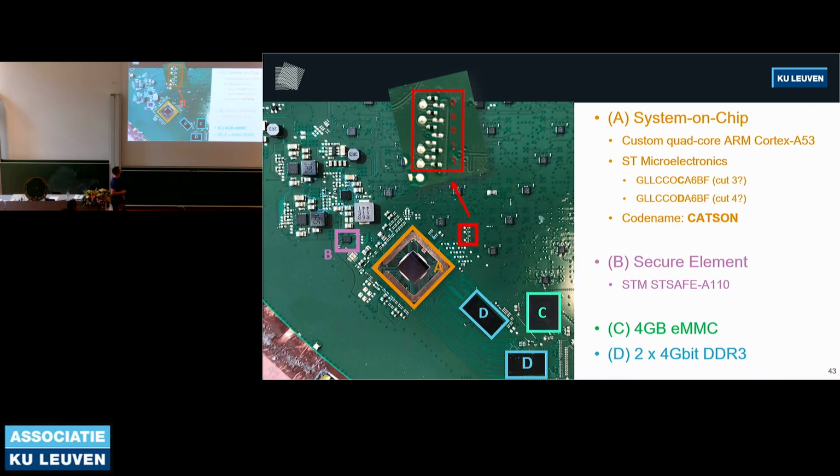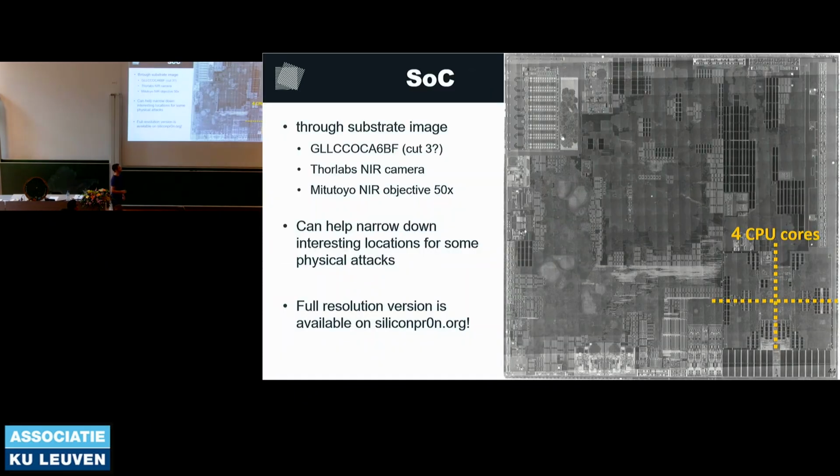Another thing we can do is this system on chip has a metal shield on top. If you remove it, then you get the backside of the chip. From the backside of the chip, we can make an infrared image that looks like this. What can we tell from this picture? Well, if you've looked at some of these pictures before, you can actually tell that here and down in the corner, there are the 4 CPU cores. And for certain physical attacks, it's convenient if you know which parts of the chip are physically located where.